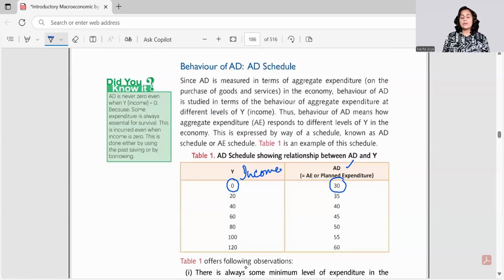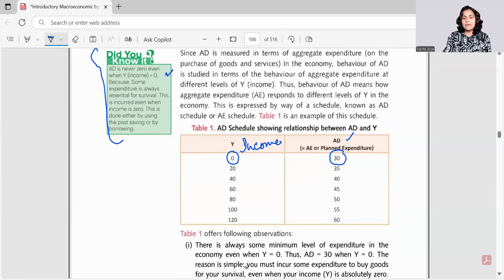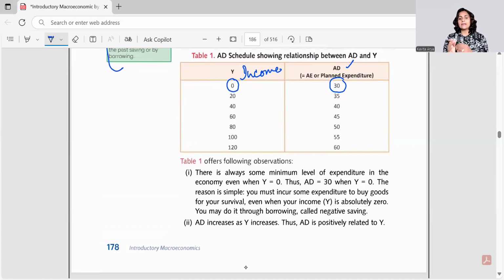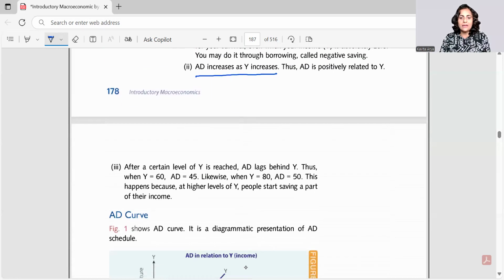But the most important point to note here is that at zero level of income, we have a positive value of AD. So the crux of this discussion is that AD is never zero, irrespective of any level of income. Even if there is no income earned in the economy, there is some demand for the bare minimum survival. You would have this clearly explained when we talk about the concept of C, the consumption curve, later. And what is C? C is a component of AD, right? This box clearly tells that even when Y is equal to 0, we would never have AD as 0. So the observations from this relationship are: one, it would never be 0; there is always a minimum level of expenditure. And second, AD always increases with an increase in income. So it is positively related.